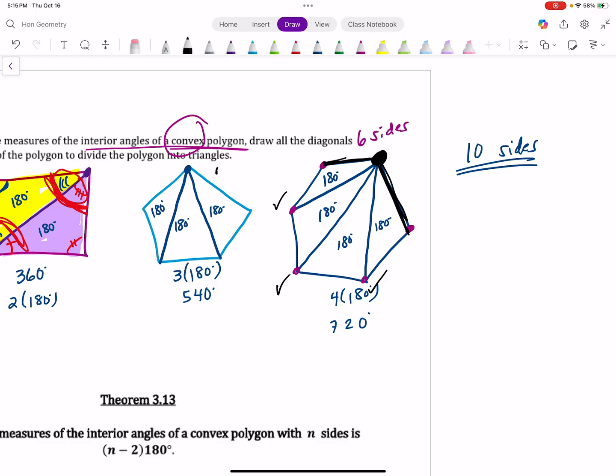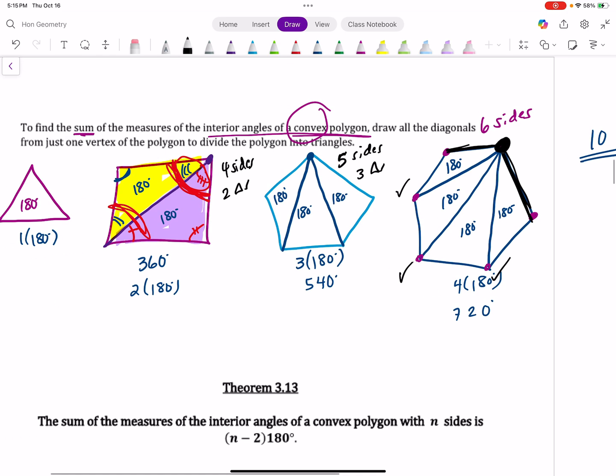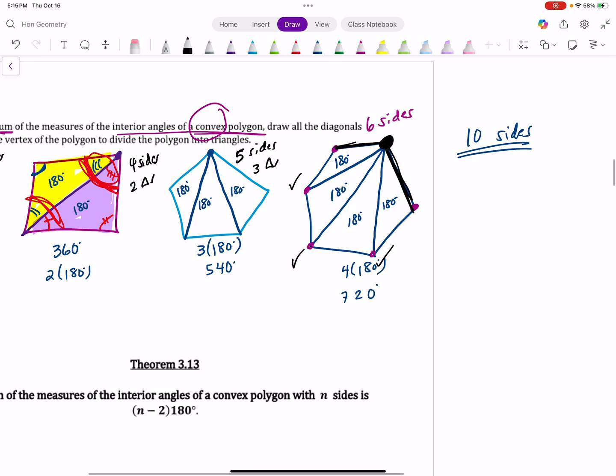So over here we had 5 sides. We created 3 triangles. Here we had 4 sides. We created 2 triangles. When we had just 3 sides, we only had 1 triangle. So I think you see what's going on. The number of triangles is 2 less than the number of sides. So if there's 10 sides, then I would have 8 of those triangles created. And what is that? 8 times 180 is 1440.